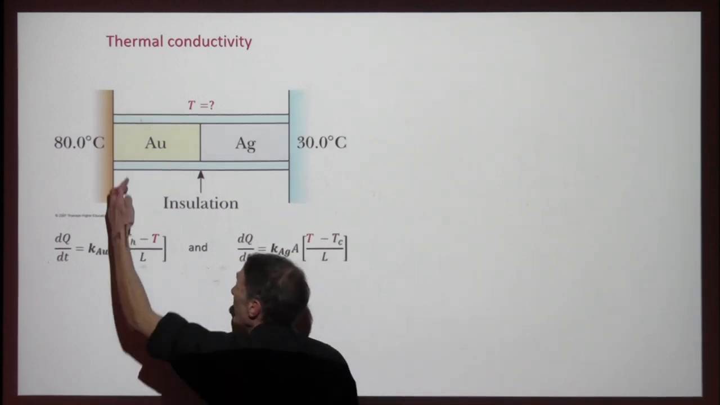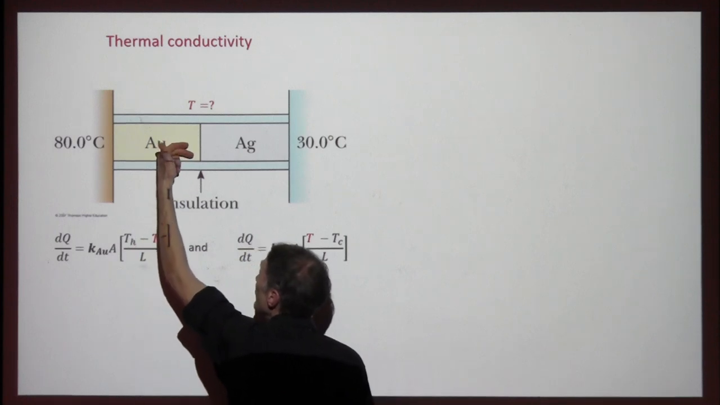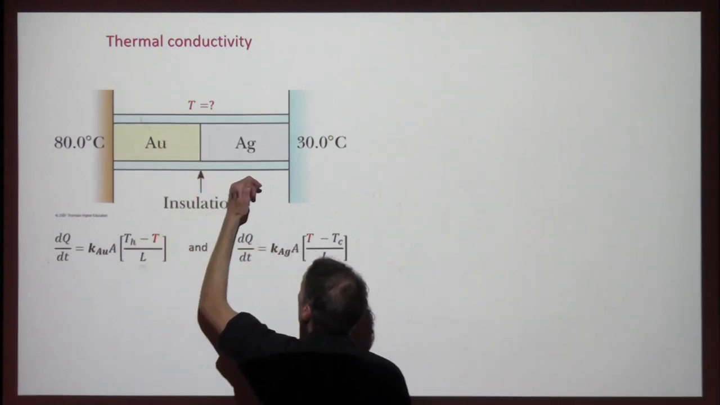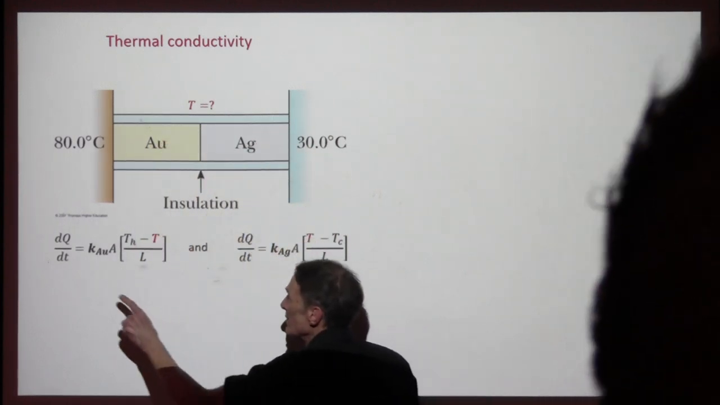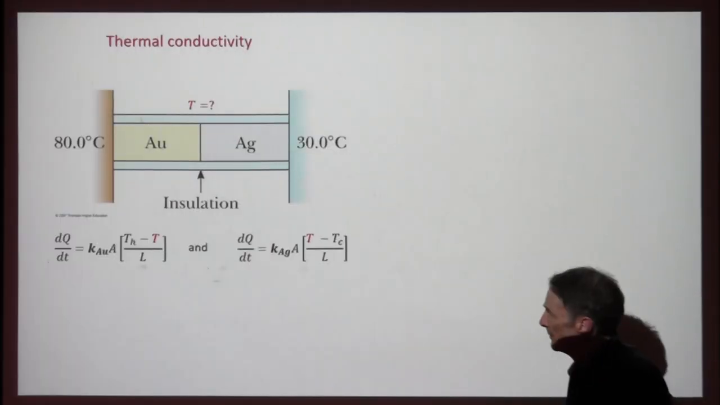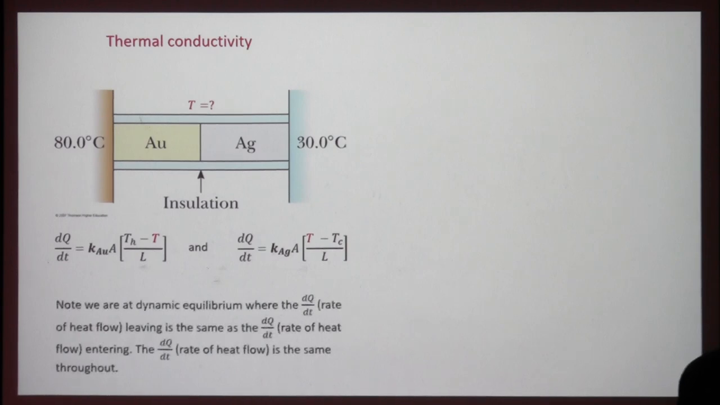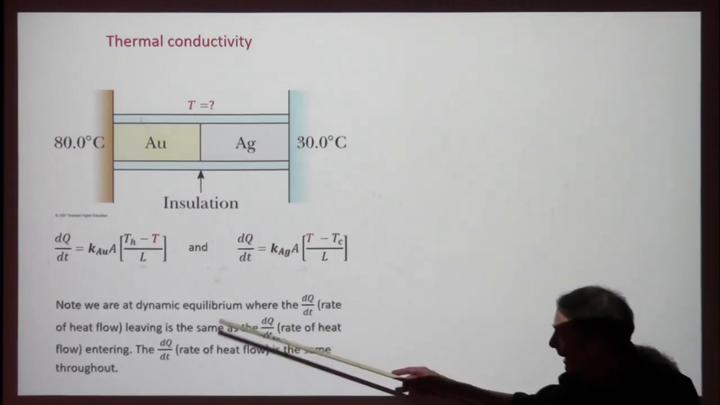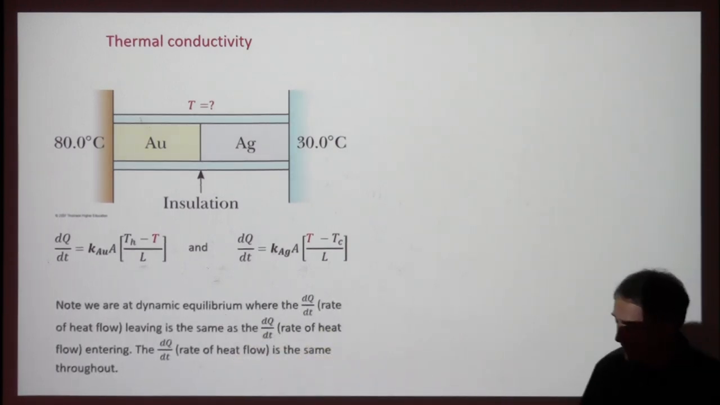Then whatever heat's flowing in here is going to be the same heat that flows through here and that's going to flow out here. And so these two dQs should be the same. So this is the idea of dynamic heat equilibrium, that those have to be the same.